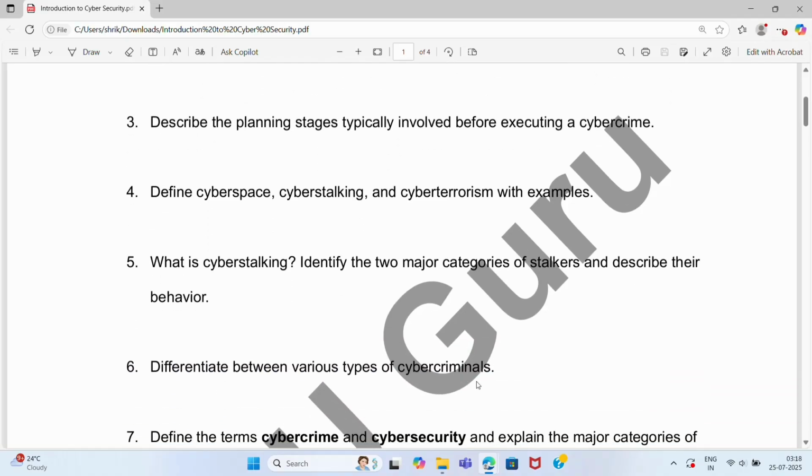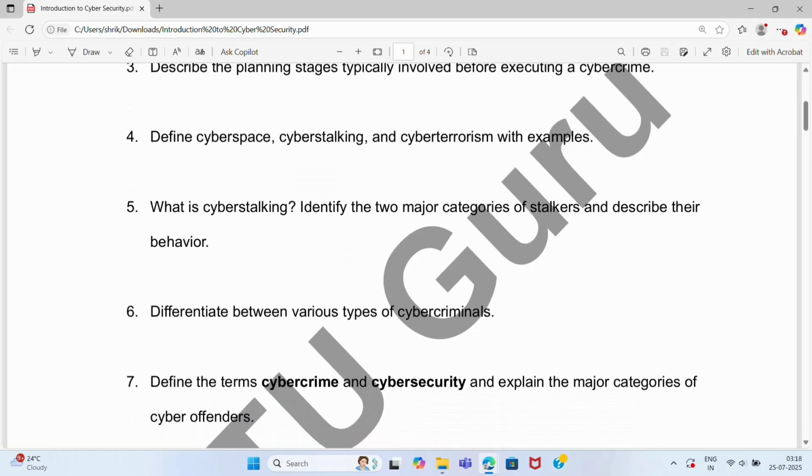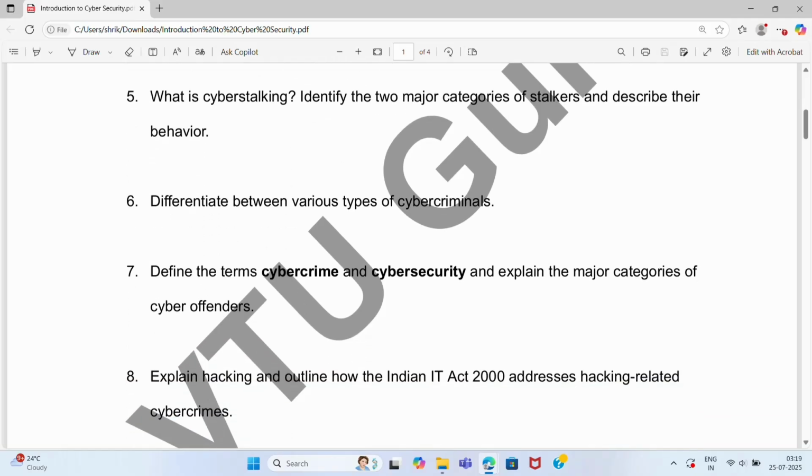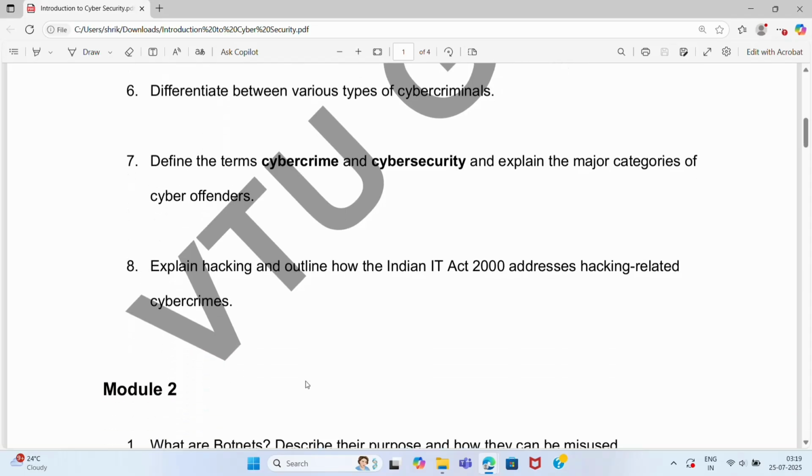Differentiate between various types of cyber criminals. Define the terms cybercrime and cybersecurity and explain the major categories of cyber offenders. Explain hacking and outline how the Indian IT Act 2000 addresses hacking related cybercrimes.